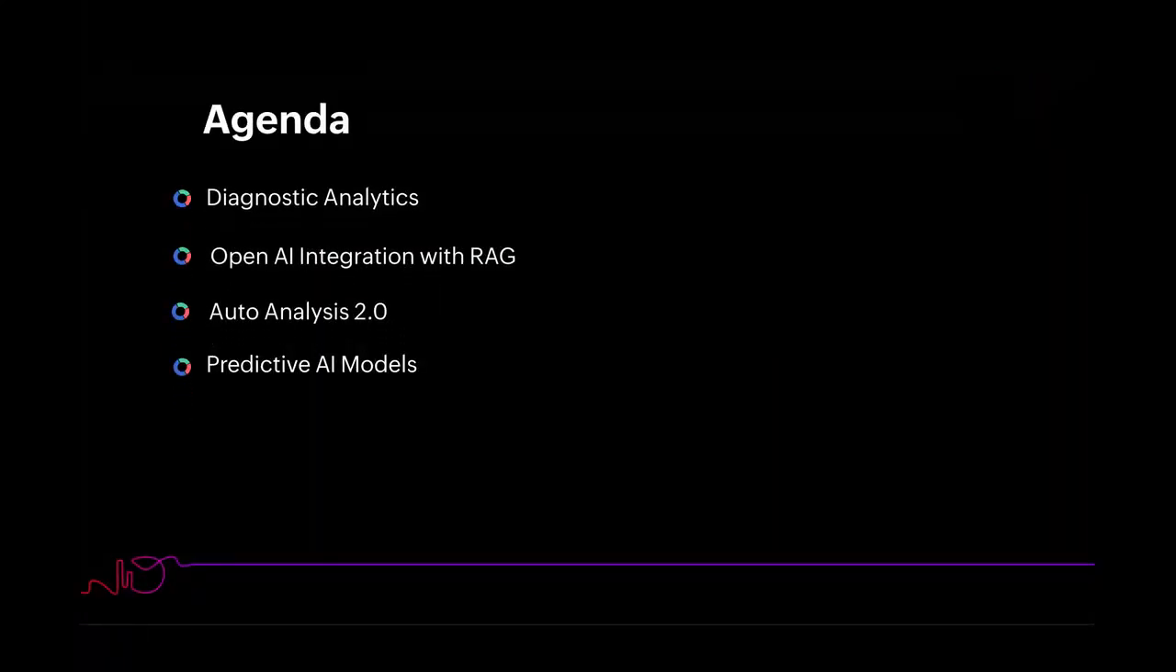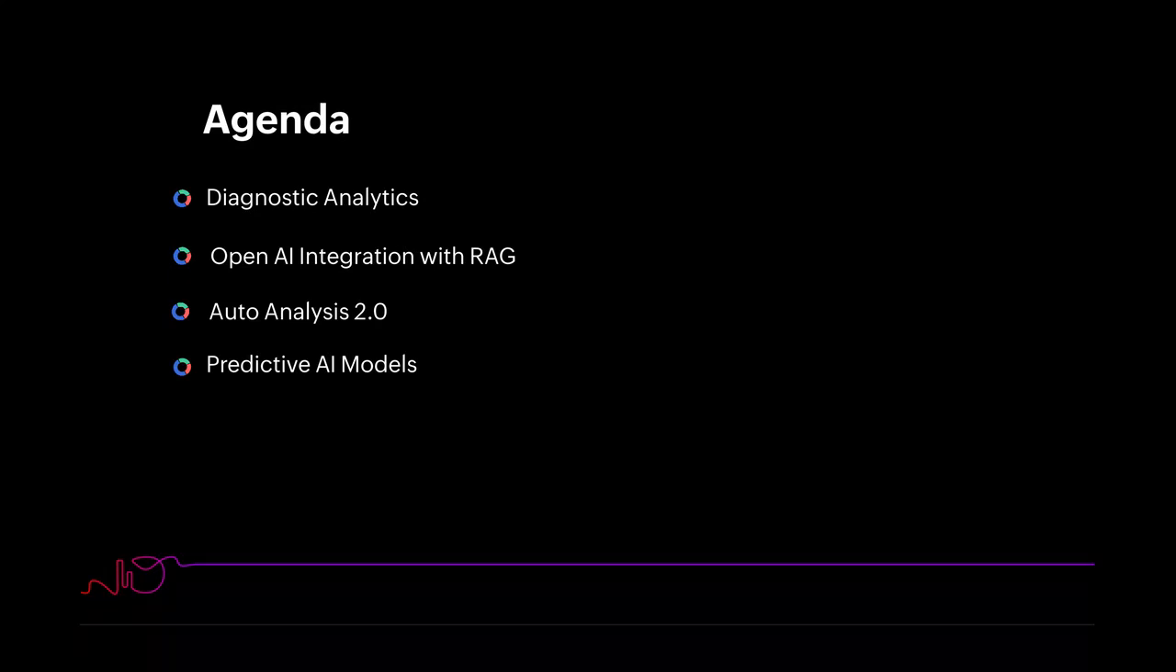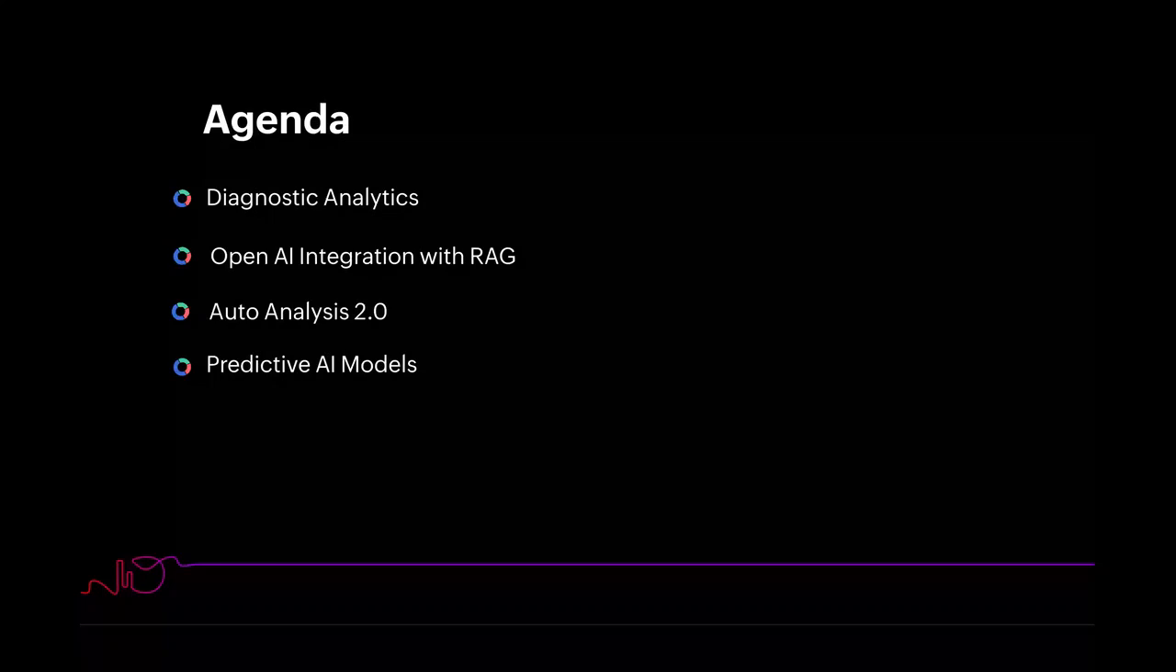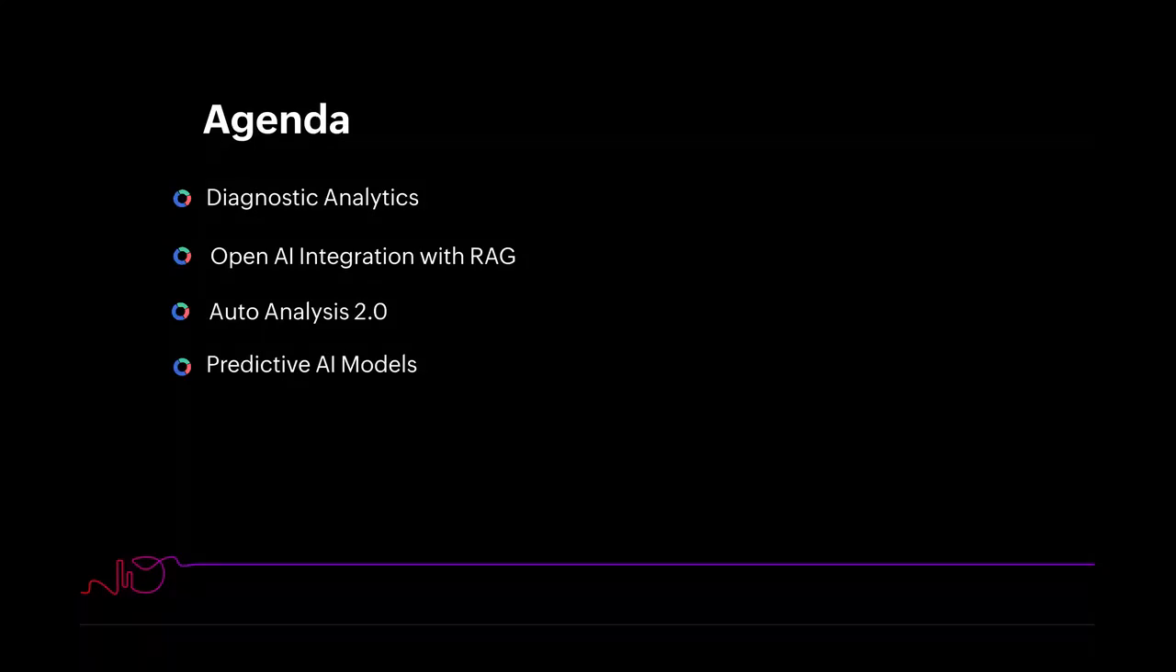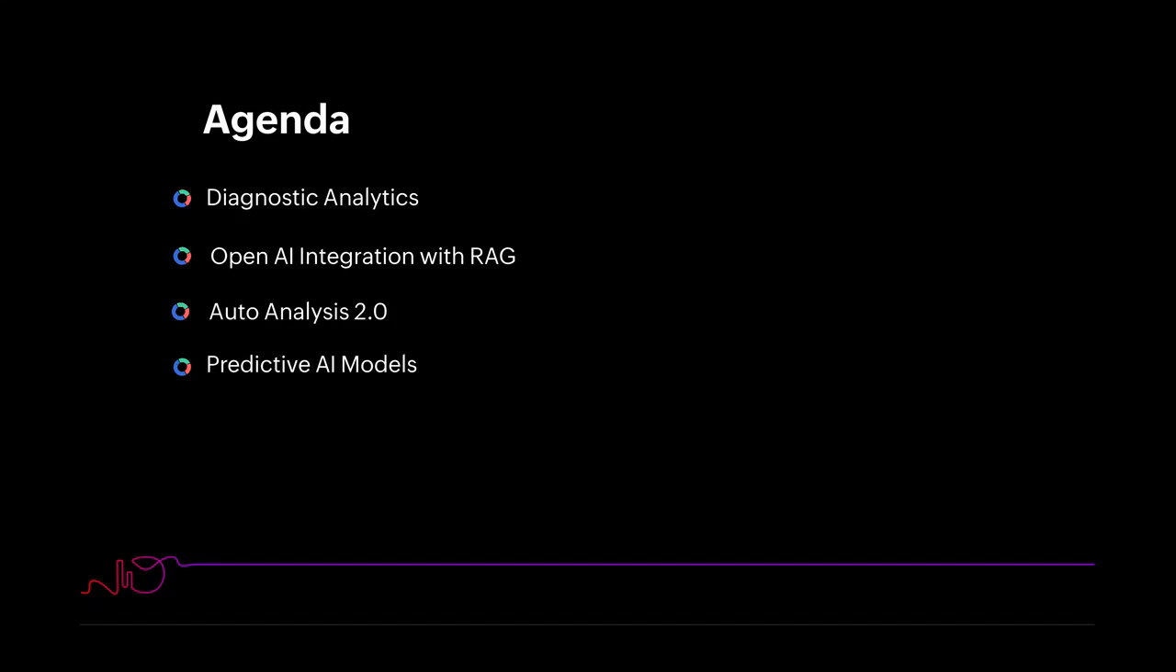Let's take a look at our agenda. We'll begin by discussing how diagnostic analytics helps us understand the reasons behind the past performance and improve decision making. Next, we'll delve into the integration of OpenAI with our RAG framework, enhancing our ability to derive actionable insights. We'll explore Auto Analysis 2.0 as well. This automates data insights and simplifies the analytics process. Finally, we'll wrap up with predictive models, showcasing how they help us anticipate future trends and make informed strategic decisions.